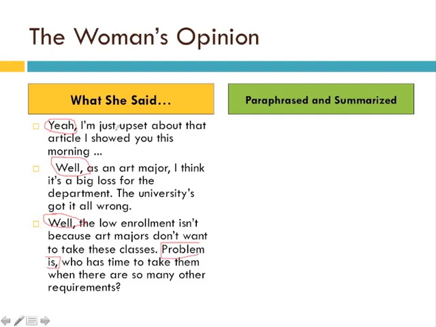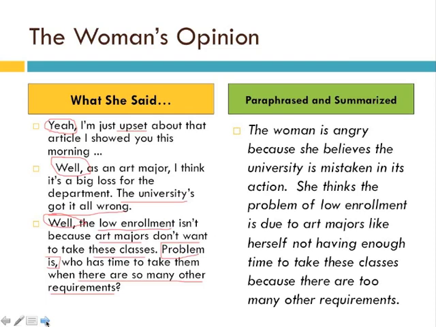Well, first off, we notice that she is upset. And she's upset because she thinks the university's got this all wrong. And she goes on to describe that the low enrollment isn't because the art majors don't want to take the class, but that really there are perhaps too many other requirements. So the key here is to think about these three or so main ideas in the first part of her discussion. So the idea is, how can we paraphrase and summarize it on the right side?